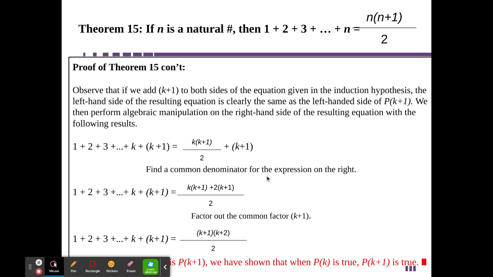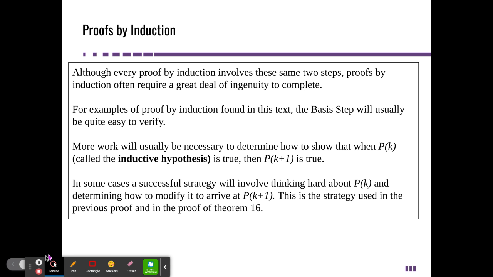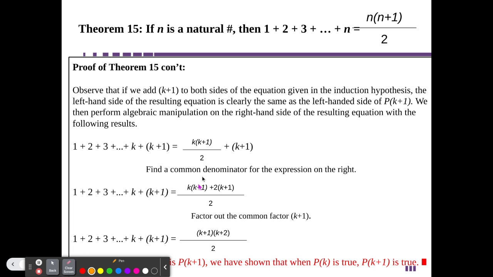You can see here we started off and said, okay, let's take this original statement and add k plus 1 onto it. That's what this is: we added k plus 1 on. To combine like terms, we need to find a common denominator. So what we had is k plus 1 over 2 plus k plus 1. I'm going to change colors here. What we did is we multiplied this by 2 over 2.